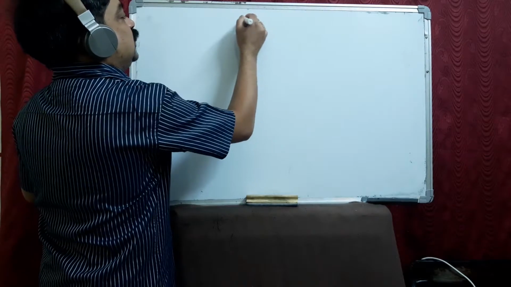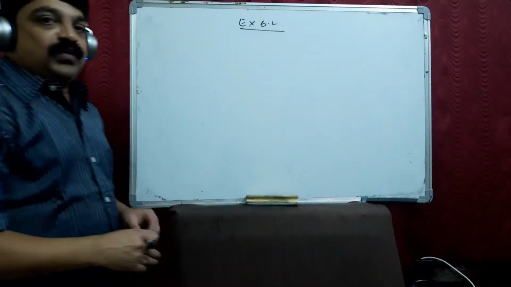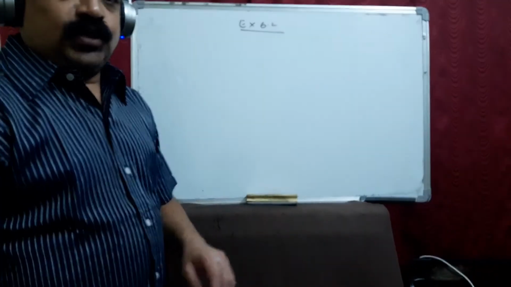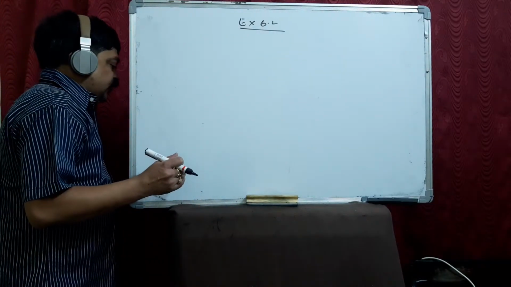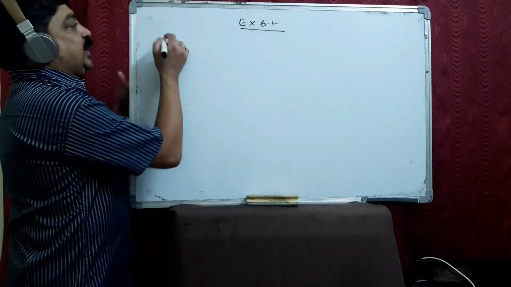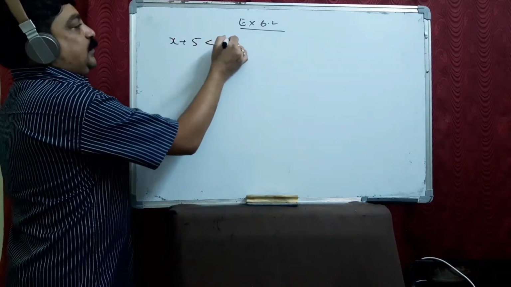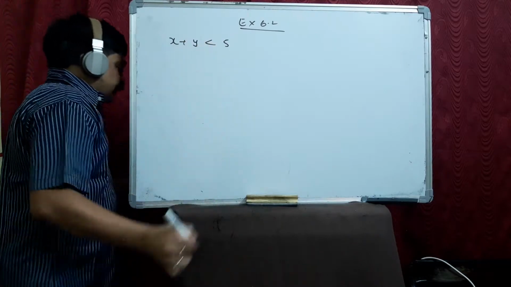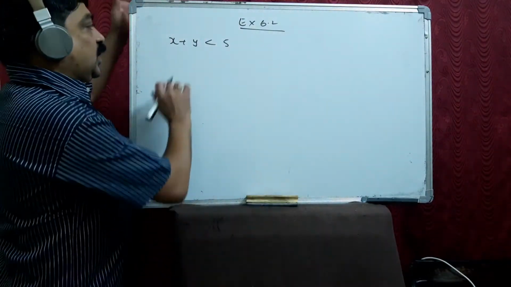Hi students, let us learn exercise 6.2, which is very important and is connected to exercise 6.3 also. You will be given a line equation here and asked to shade it. Very simple: x plus y less than 5. There is a basic principle for all these problems, and I will tell you how to do it.